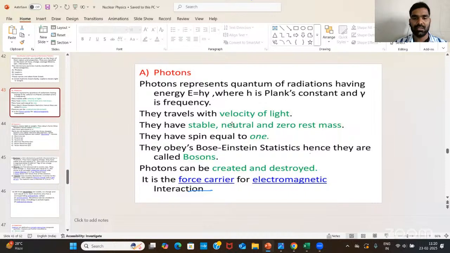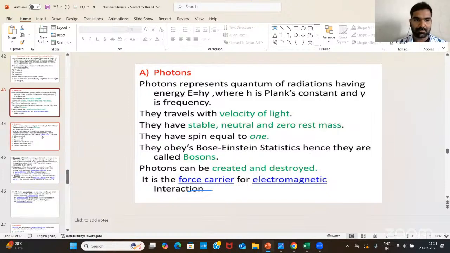They are stable and also neutral. They won't participate in interactions. Here they have spin equal to 1. It is not half spin, it is integral. The spin is equal to 1 here. They obey Bose-Einstein statistics, hence these photons are called bosons. Photons can be created and also destroyed. The photon is the force carrier for electromagnetic interactions. Light is nothing but photons, which carry the electromagnetic forces, and they are responsible for the electromagnetic interactions here.